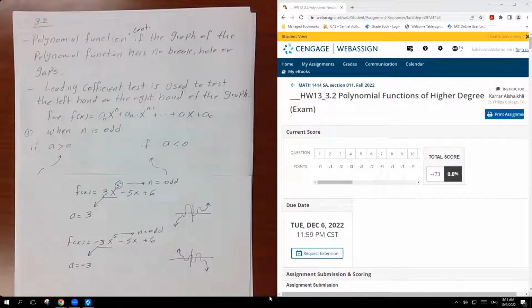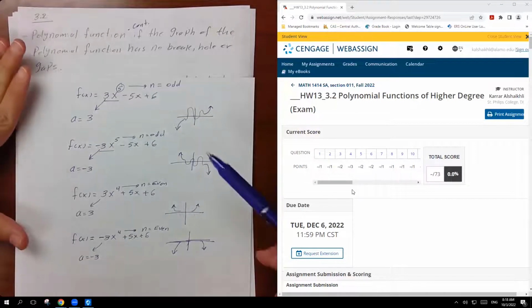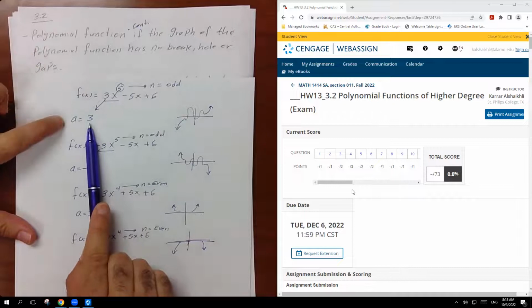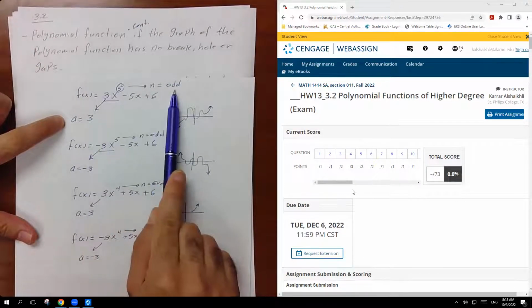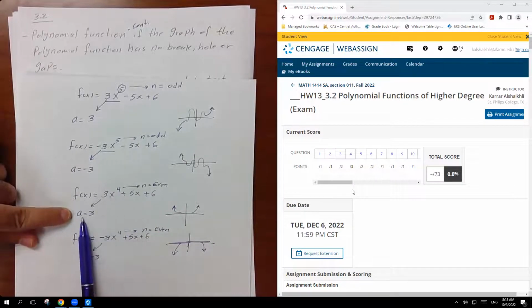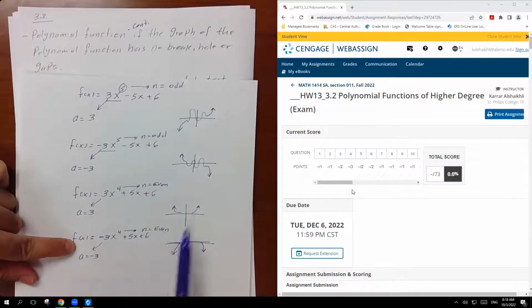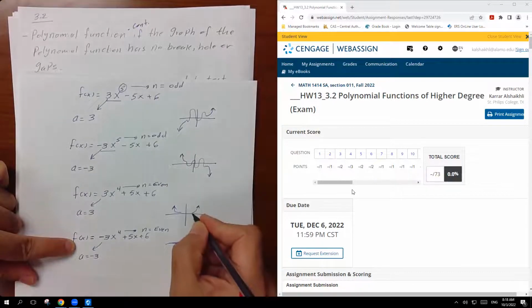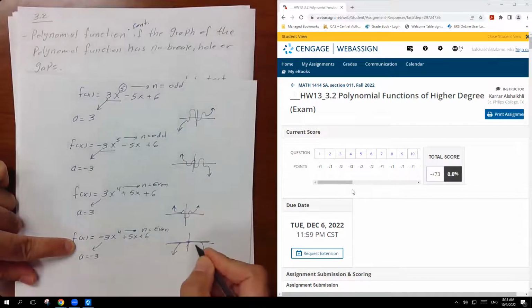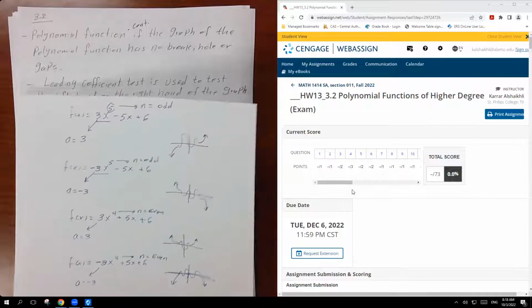If you want to write down these two examples, we have four cases: a is a positive number and n is odd; a is a negative number and n is odd; a is a positive number and n is even; a is a negative number and n is even. That's how it's going to be. Again, we're just checking the end behavior of the graph. We're not going to care about how the function looks in the middle. The main thing is the left-hand and right-hand behavior of the graph. So this is the first part.